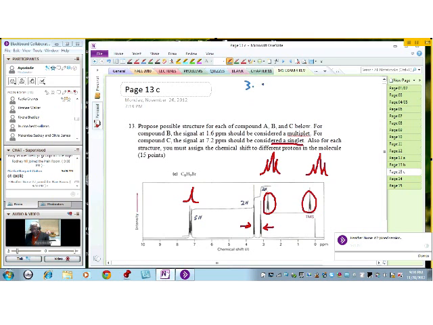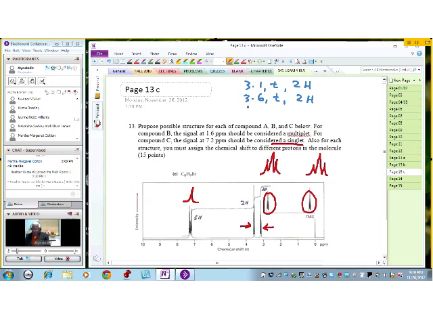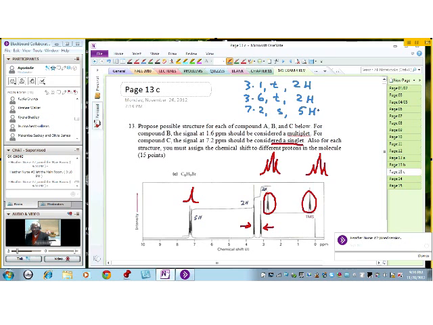Okay, so let us write out the tabular form so I do not break my own rule. We have a peak at 3.1. That's a triplet, and it is 2 hydrogen. That's what they gave us. And then you have a peak at 3.6. That is also a triplet, and that is also 2 hydrogen. And then you have this peak here in the aromatic region, at 7.2. We say that is a singlet, and that is 5 hydrogen.